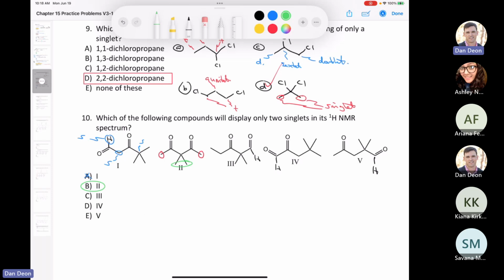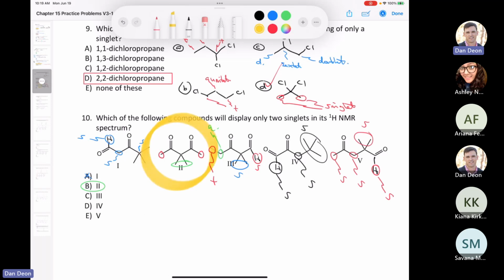If we look at the number 3, definitely not. This will give you a singlet. This will give you a singlet. This is going to give you a quartet. And this is going to give you a triplet. So that's not right. And the next one, this one gives you a singlet. This one gives you a singlet. And this gives you a singlet. So that's 3 singlets. And the last one, you get a singlet for this, a singlet for this, a singlet for these, and you get a singlet. So that's 4 singlets for that one. So the answer is number 2, the one that gives you 2 singlets.